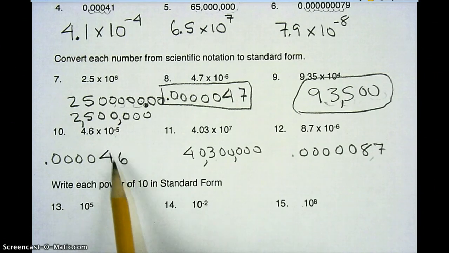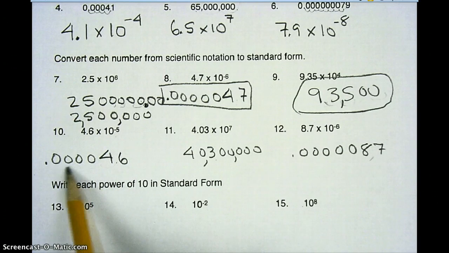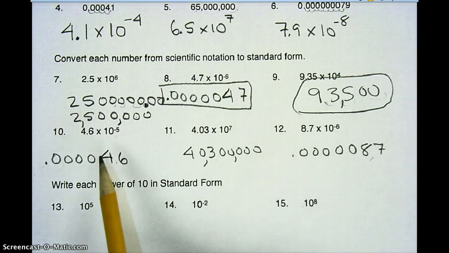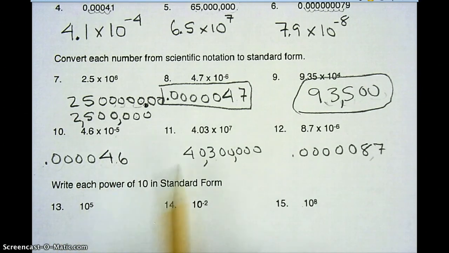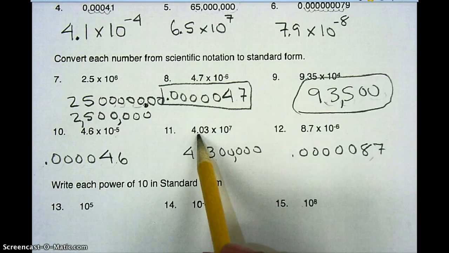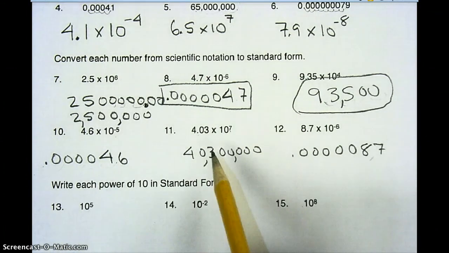left because it's got to get smaller. 1, 2, 3, 4, 5. So it's tenths, hundredths, thousandths, 10,000ths. This is going to be 46 millionths is the way I say that number. The next number, I have to move the decimal point 7 spots to the right because it gets bigger.